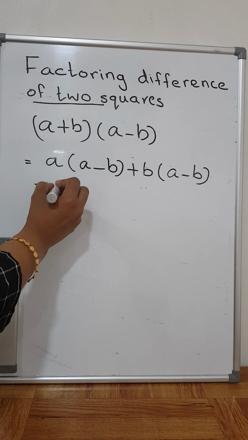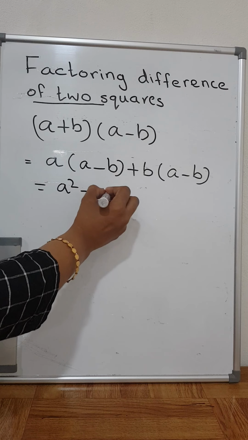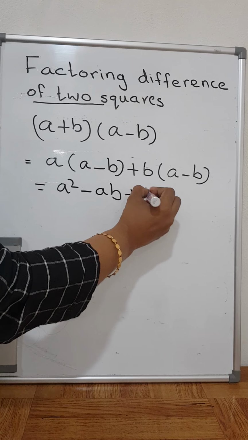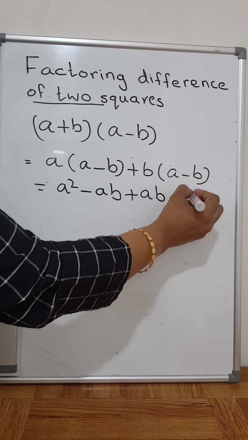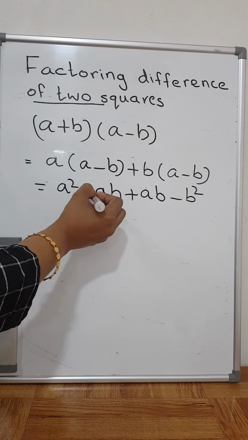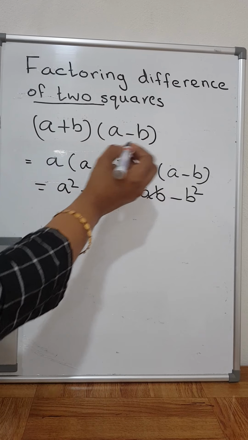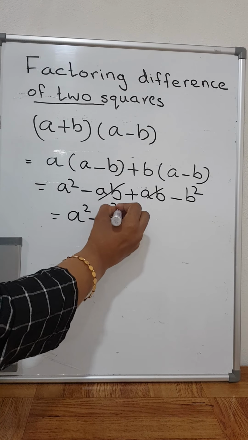A times a is a square. A times minus b is minus ab. B times a, ba, is the same as ab. B times minus b is minus b square. Now you see, minus ab plus ab cancel out. So (a + b) times (a − b) is a square minus b square.